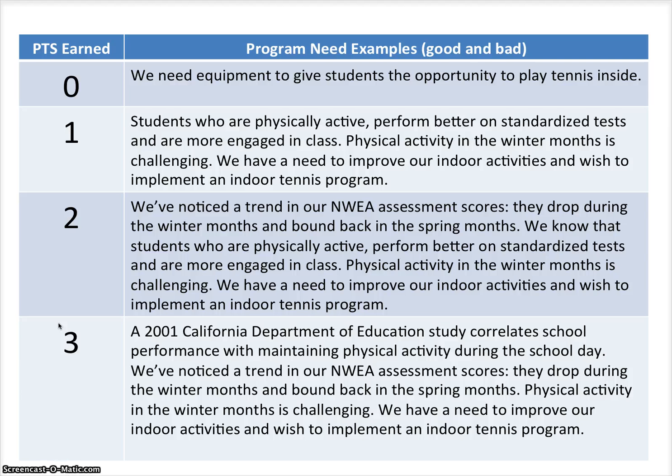In order to get a 1, though, you can have a program need that talks specifically about a need for students as it is tied to student achievement. So looking at this example: students who are physically active perform better on standardized tests and are more engaged in class. Clearly about making sure students are engaged and increasing their achievement. Physical activity in the winter months is challenging. We have a need to improve our indoor activities and wish to implement an indoor tennis program. That's a 1 because it's tied to student achievement. There's a clear need and it's tied to student achievement.